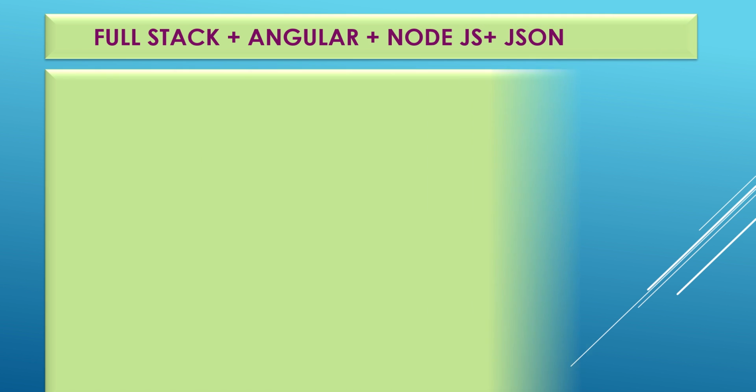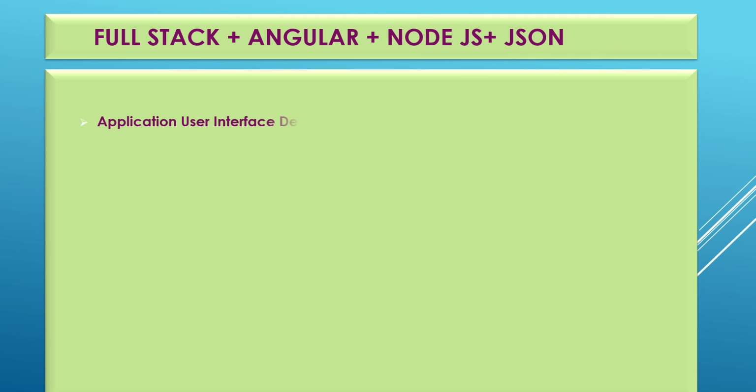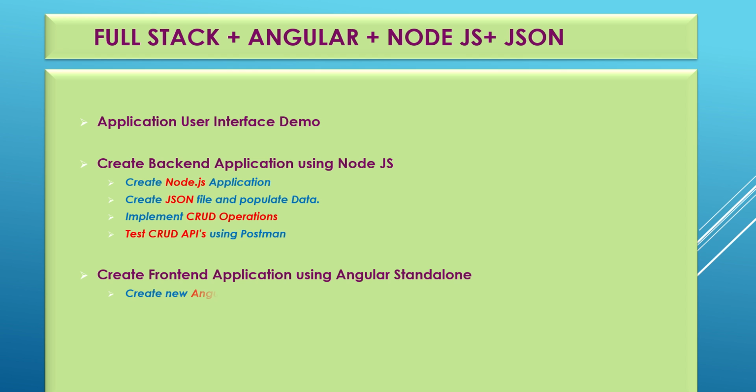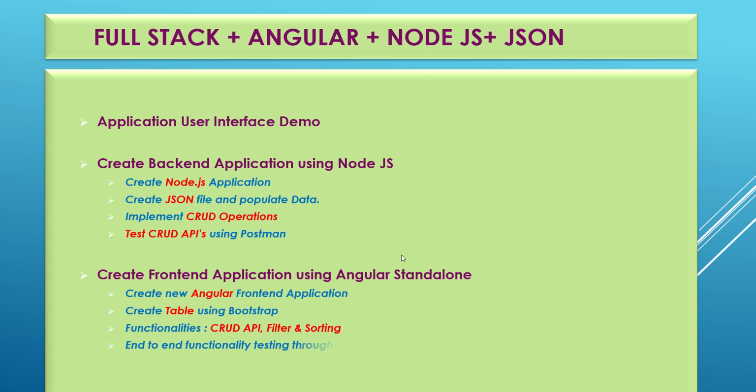So these are some points which we are going to cover in sequence. First we will see our user interface. I will show you how our user interface will look. And next we are going to create our backend application using Node.js. First we will create a Node.js application. In that we will create one JSON file and add some order related data in that. Next we are going to implement CRUD operations, and next we are going to test our CRUD operations using Postman. This is about the backend application, all the points which we are going to cover on the backend side.